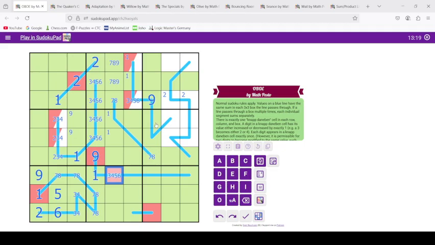This can't be a 9, because 9 is already a KD cell. And it's already broken the bank with this line.